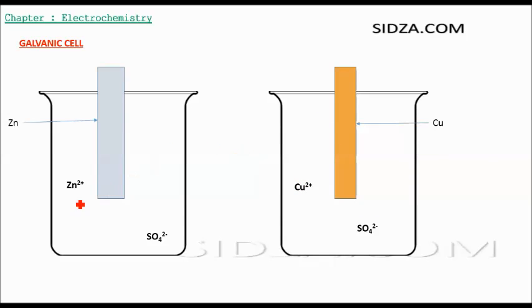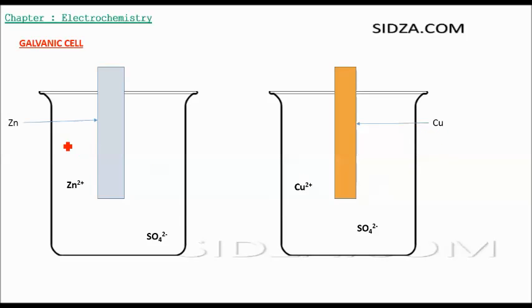One contains the zinc rod in zinc sulfate solution. The other beaker contains the copper rod in copper sulfate solution. So each is a metal in contact with its own ions.